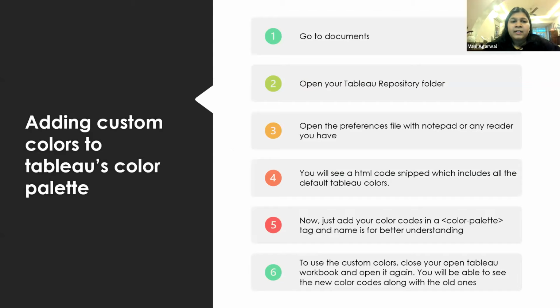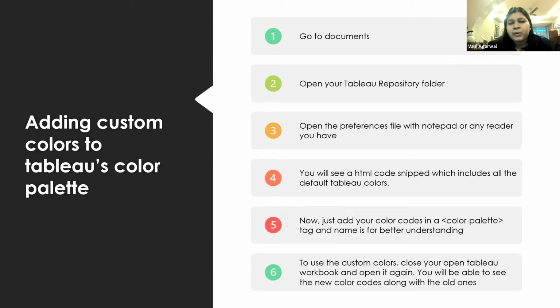The last thing is something which personally saves me a lot of time. I know that my company has a color palette which we always use while making dashboards. So instead of going again and again copying the hex code, what I do is I go to the documents folder. You will see a Tableau repository folder in your documents always. And in that folder, you will see a preferences file, which you can open with any reader. I open it with Notepad.